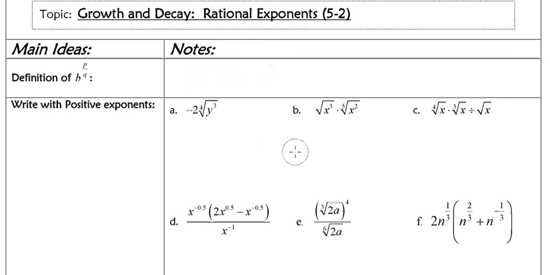All right, so here we go. Lesson 5-2, rational exponents. And I think that the part of this you guys have seen before.